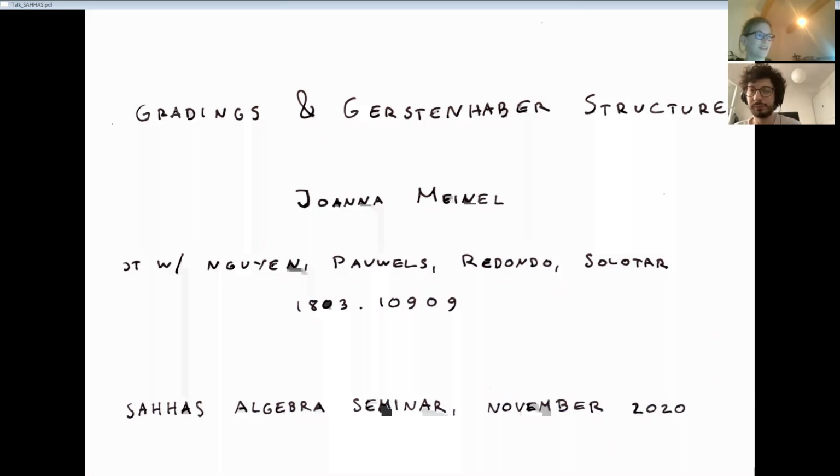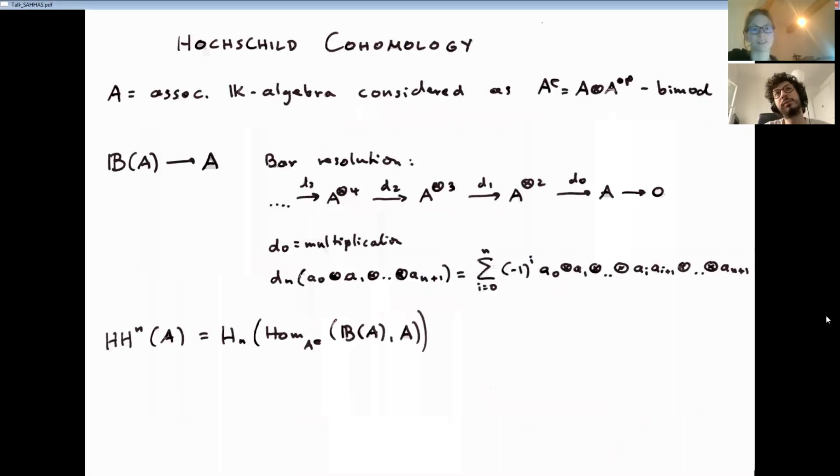Yeah, let me tell you about maybe some new perspectives on some already medium old work together with Nguyen, Pauwels, Redondo, and Solotar. It will be about computing the Gerstenhaber structure for an algebra with a particular emphasis on using gradings. So let me just briefly go through notation for Hochschild cohomology and start out with a bit more general remarks.